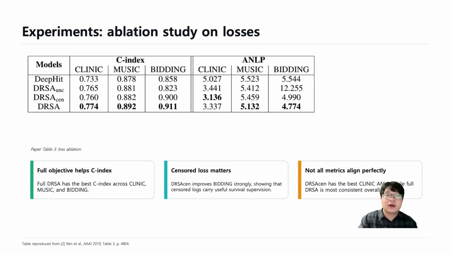However, not all metrics align perfectly. For example, DRSA-N achieved the best clinic ANLP while full DRSA is the most consistent overall. So the main takeaway is that censored and uncensored supervision both matter, but different metrics may emphasize different aspects of the model.